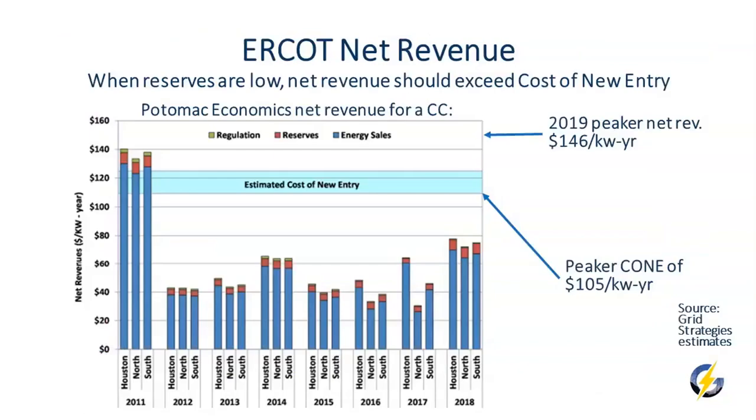Now, is that enough on this slide to attract new entry? You can see on the right side there, 2019 peaker net revenue was $146 a kilowatt year, and the cost of new entry below that is $105. So they're making 40% more than they would need in a normal year to pay for their investment. So basically, the answer was yes. That was a strong signal for new entry to come in.